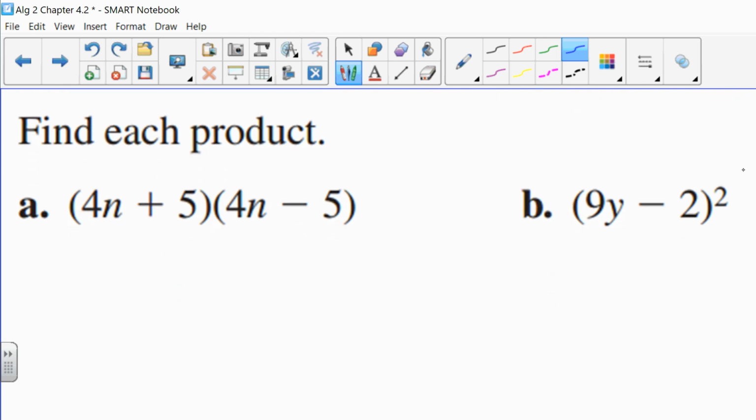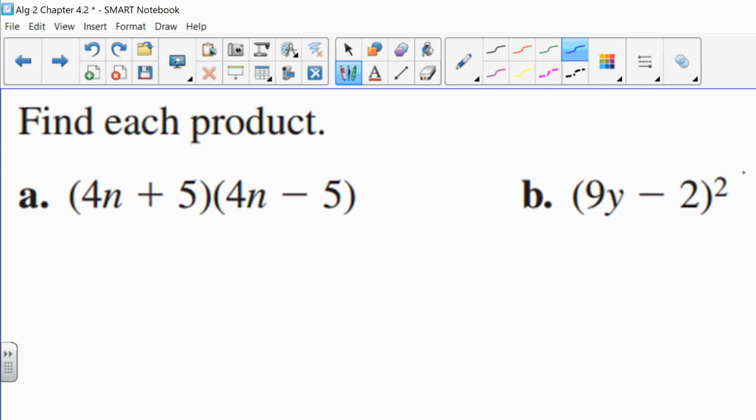Now, we'll do the first two here. And working these out, we could use the pattern, because the first one, 4n plus 5, 4n minus 5. Their difference are really, we're looking at a squared minus b squared. Well, a would be 4n, and what is 4n squared? 4 squared is 16, n squared, and 5 squared would be 25. So really we're looking at 16n squared minus 25.